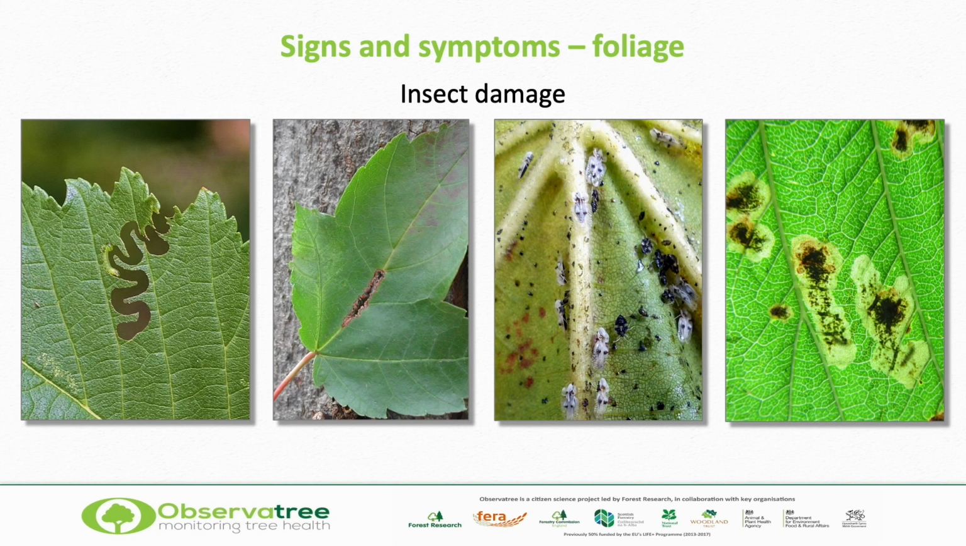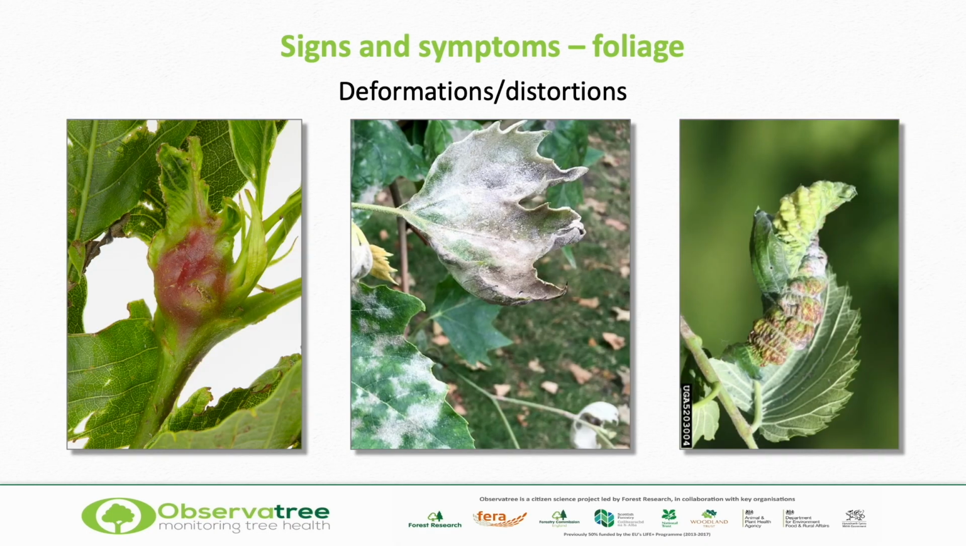You might also see deformations or distortions of the leaf. And we have a huge number of things that cause galls of various types in leaves. A lot of those we might say are part of the normal ecology of the tree, but sometimes they're not. Sweet chestnut is quite unique in only having one thing that produces galls on it, and that's oriental chestnut gall wasp. But you might get things like powdery mildews, which look like someone's dusted the leaves.